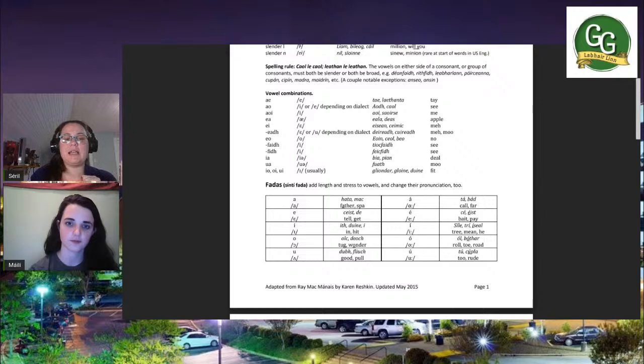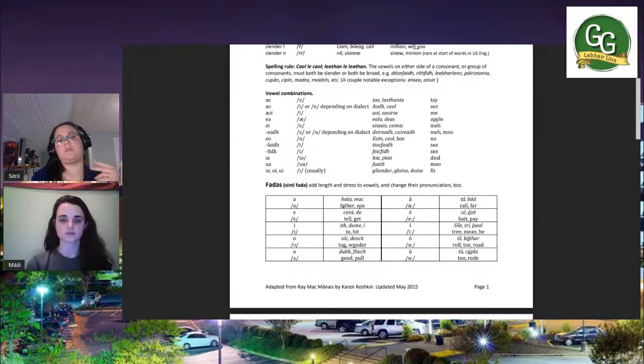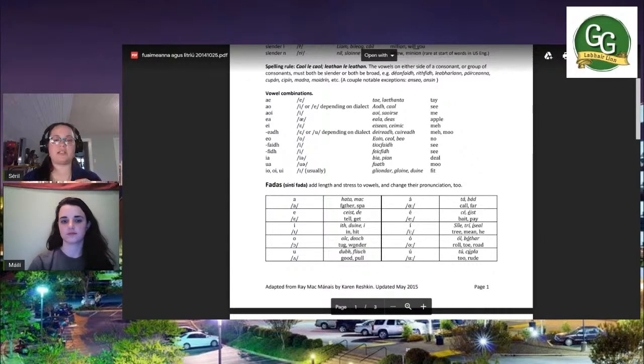And then E or IA becomes ia, so bia and pian. So it's like in the word deal, so dia, ia. The UA is ua, so like in fua. So isfulam is I hate it. And then we have IO, OI, UI. It's usually going to be the I sound, like in fit.